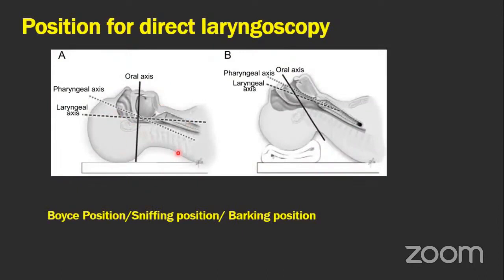This is the position. That is supine, patient supine with the neck flexed on chest and head extended on the neck. Neck is flexed on the chest and head is extended on the neck. Head extension with a pillow or head ring, and neck is flexed on the chest. So that what will happen? This laryngeal axis and the pharyngeal axis will be in the same line or parallel.